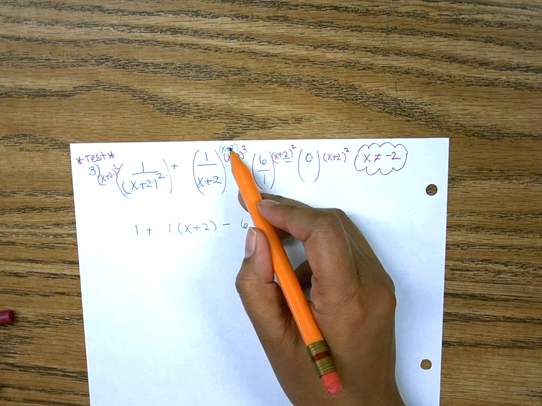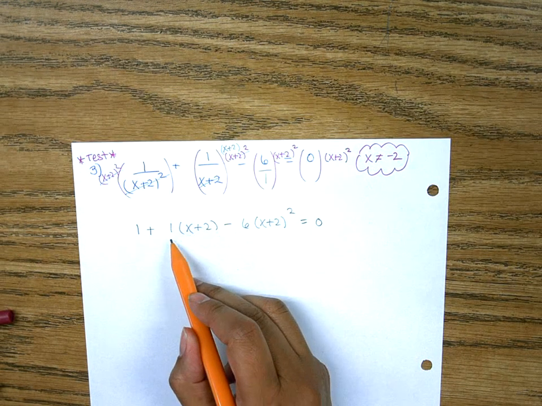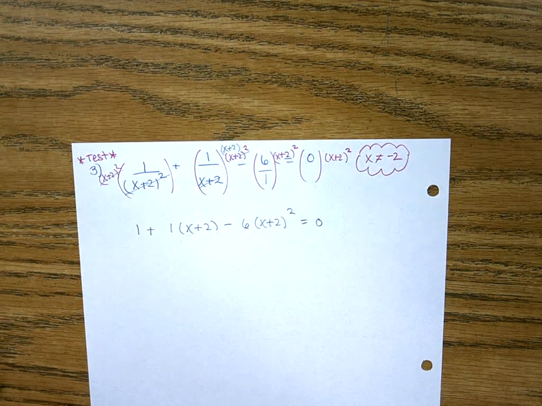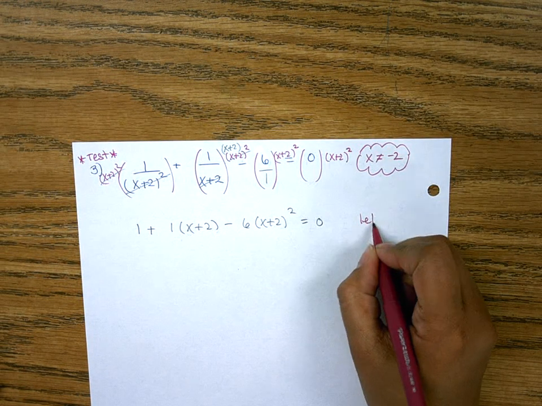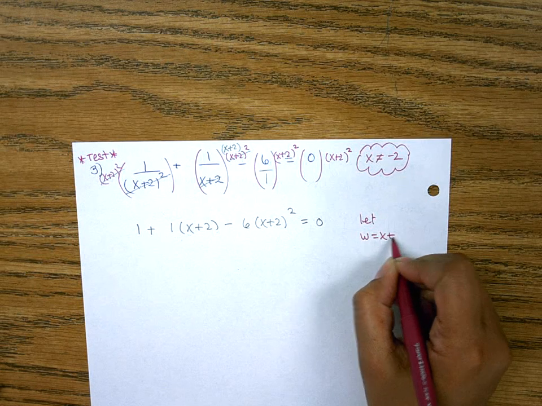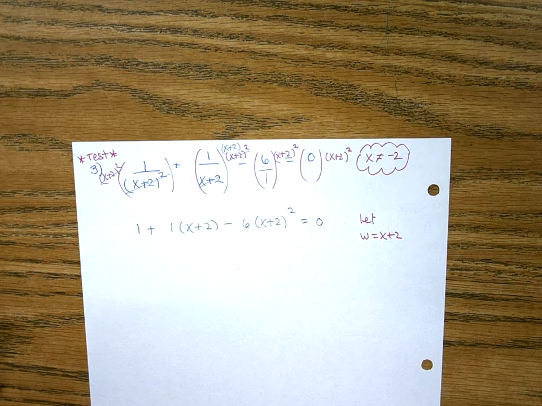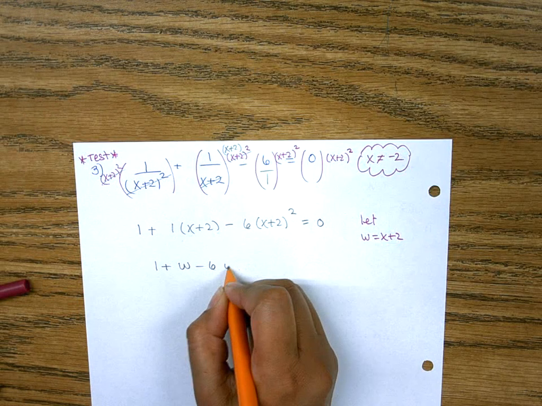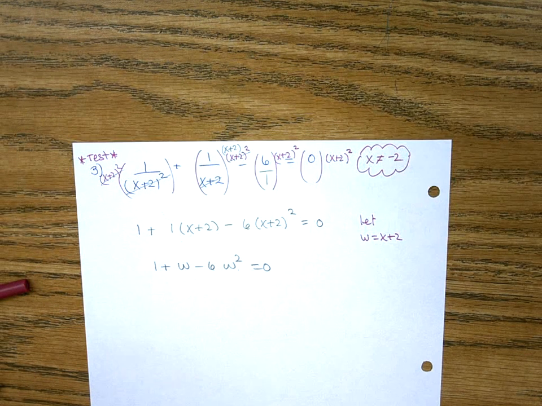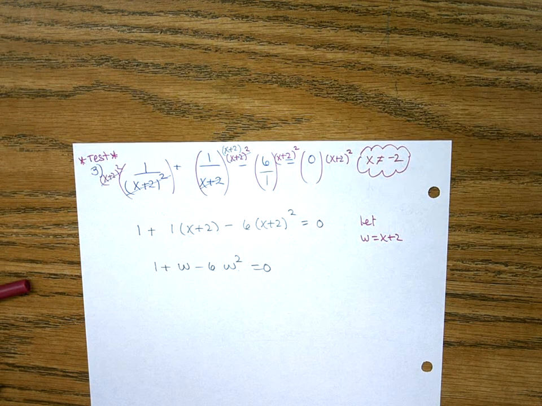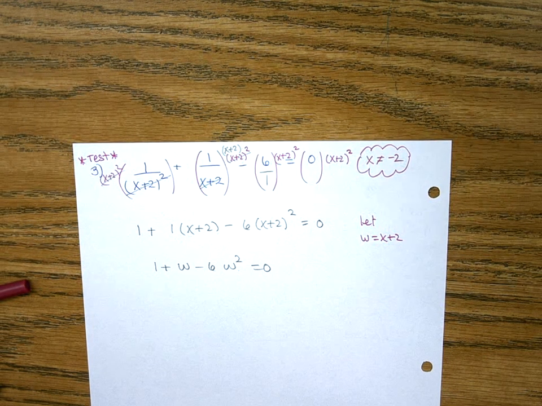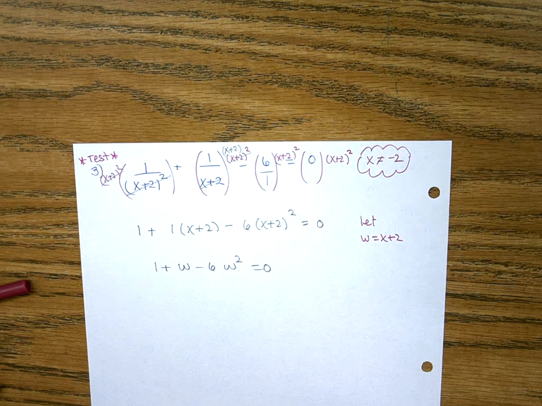substitution problem, which means, say this was a 3, kids are tempted to distribute. Oh, 3x plus 6. Don't distribute. Leave it like this. So when you see it this way, it's easy to say, oh, I'm going to let w equal x plus 2, giving me 1 plus 1w minus 6w squared equals 0. 1 plus w minus 6w squared equals 0.